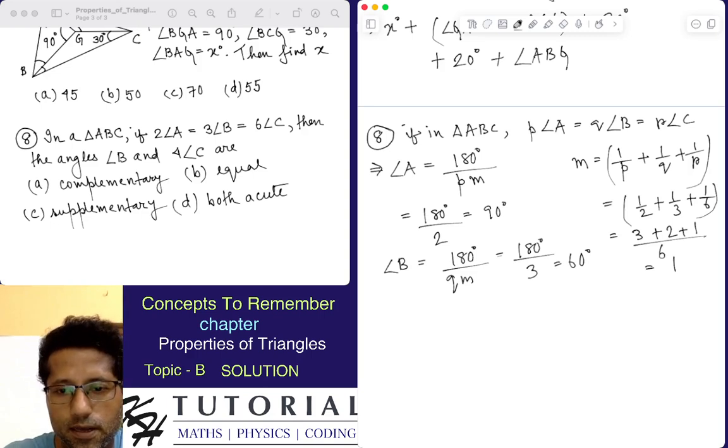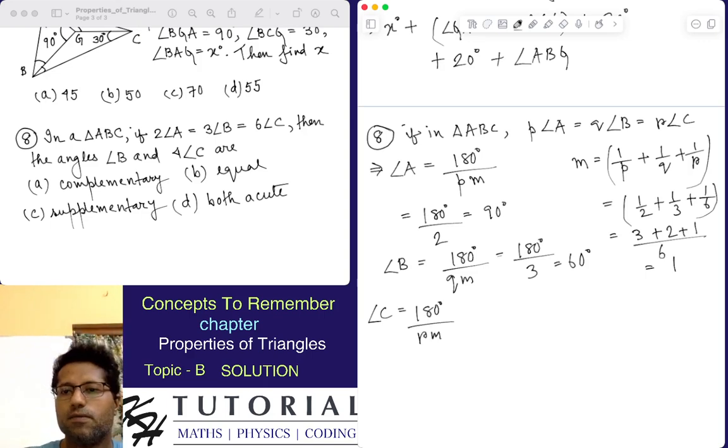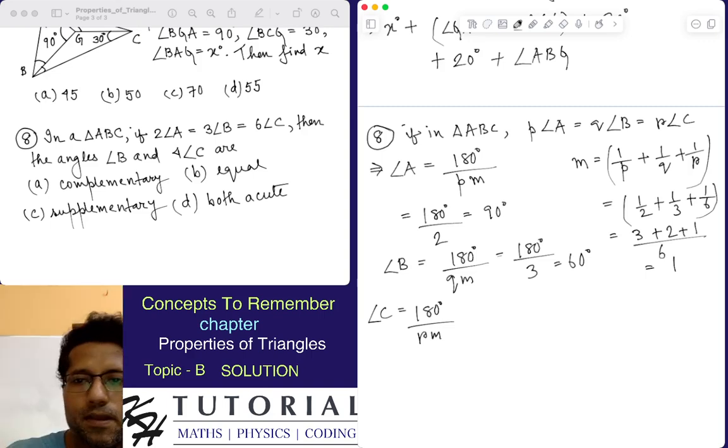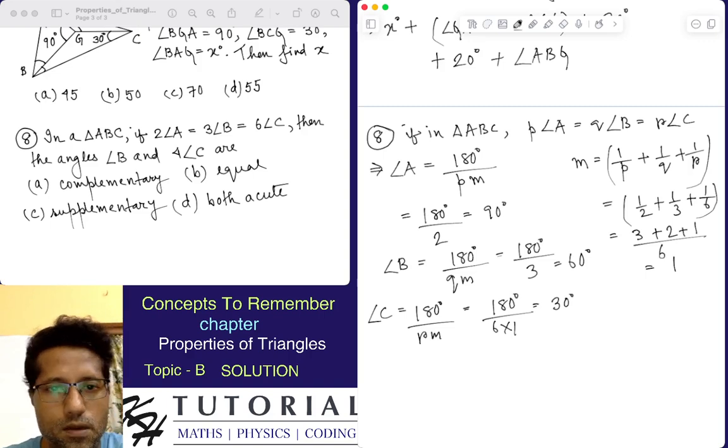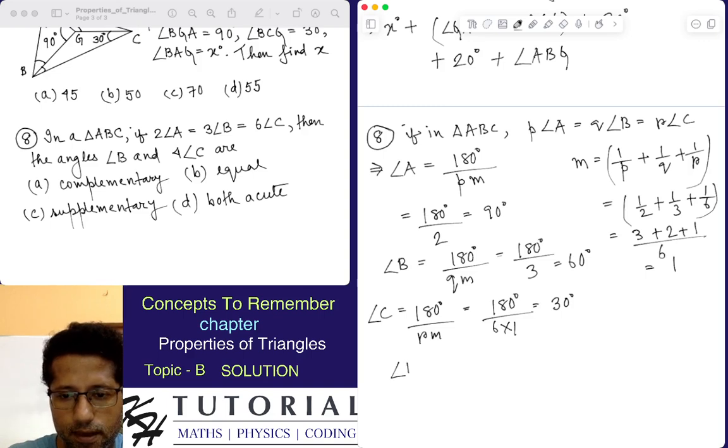Now what is angle C? Angle C will be 180 degrees by RM, and R is coming from the given relation, that is P times A is equal to Q times B is equal to R times C. So R in this problem is 6. So we have 180 degrees by 6 into 1, that is 30 degrees.